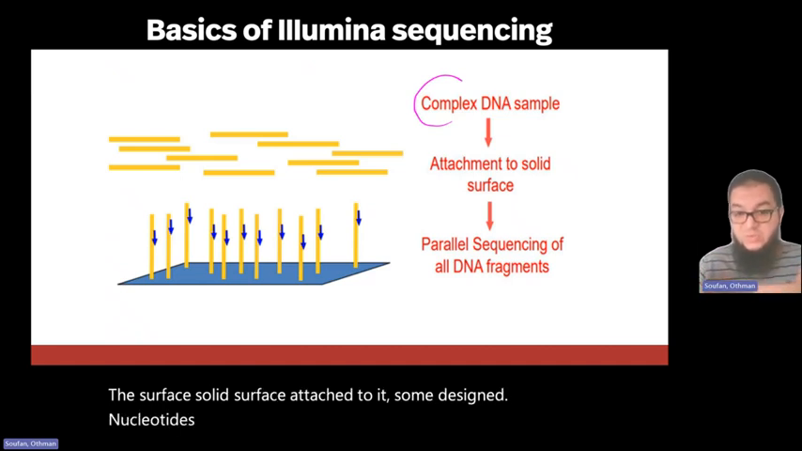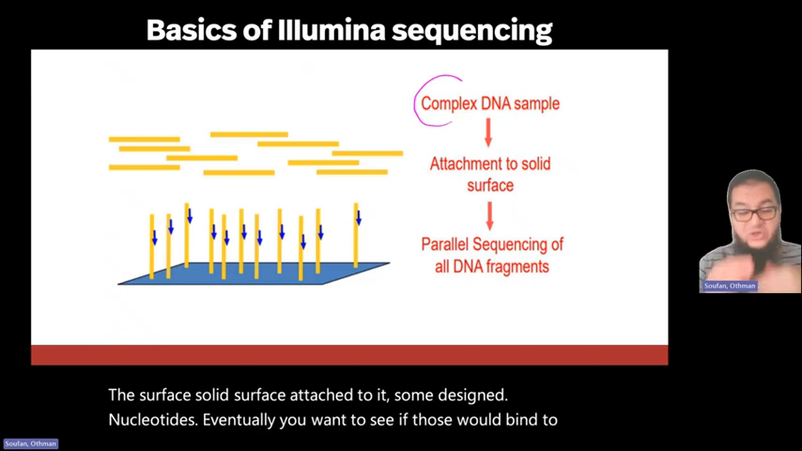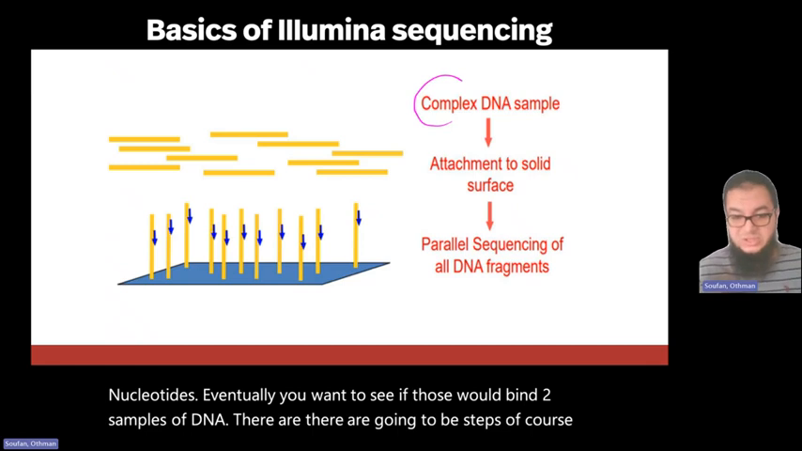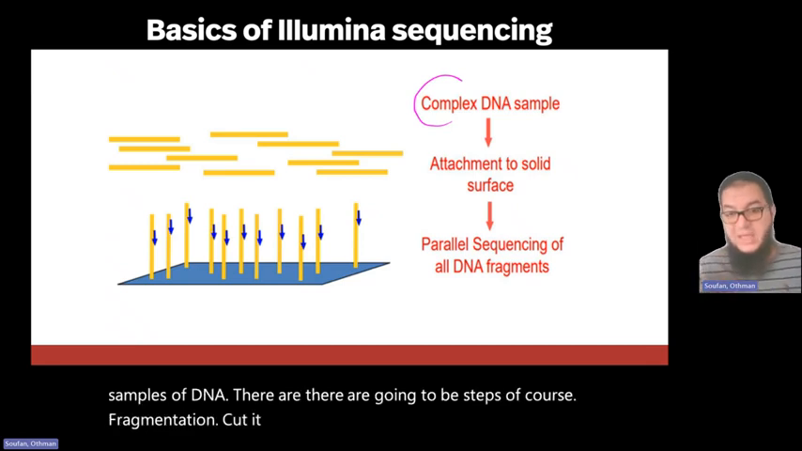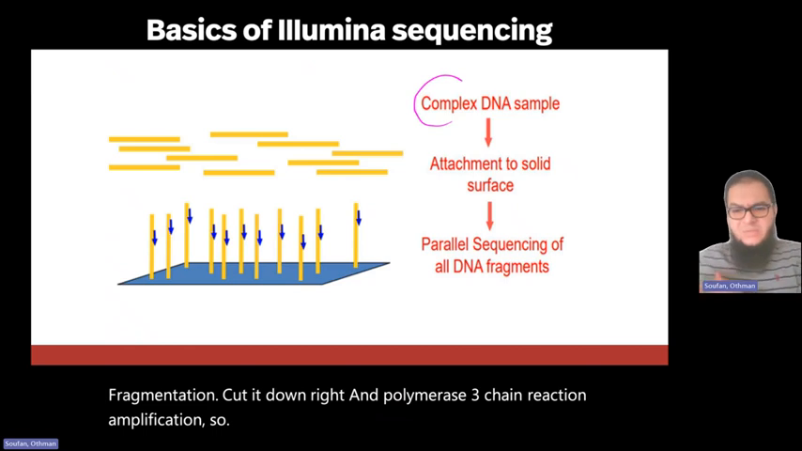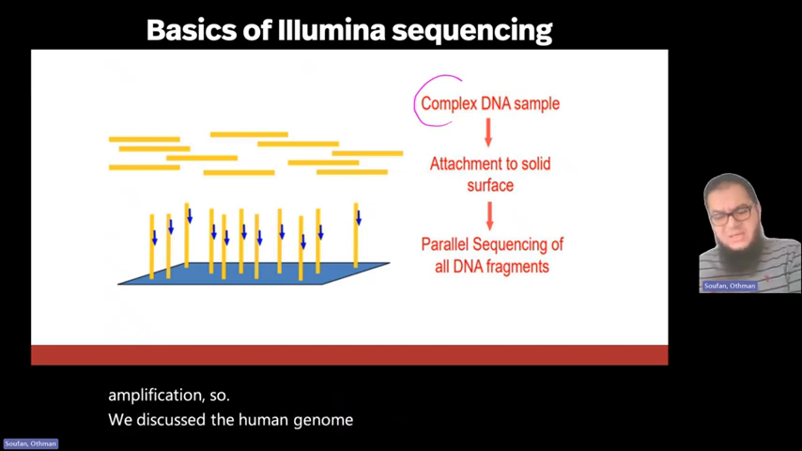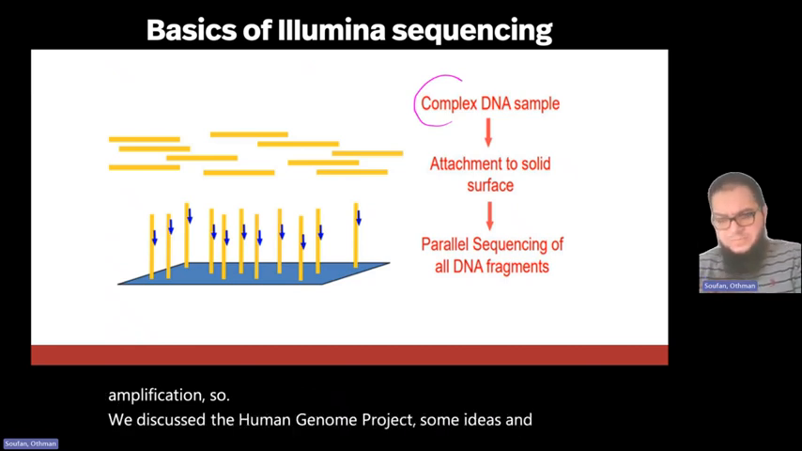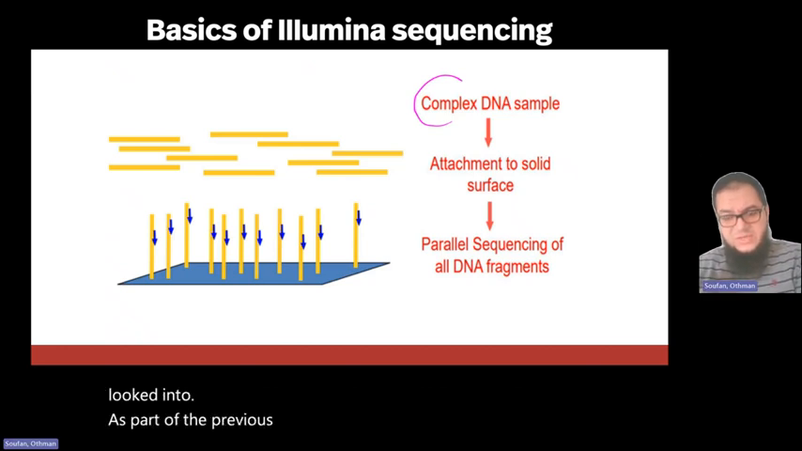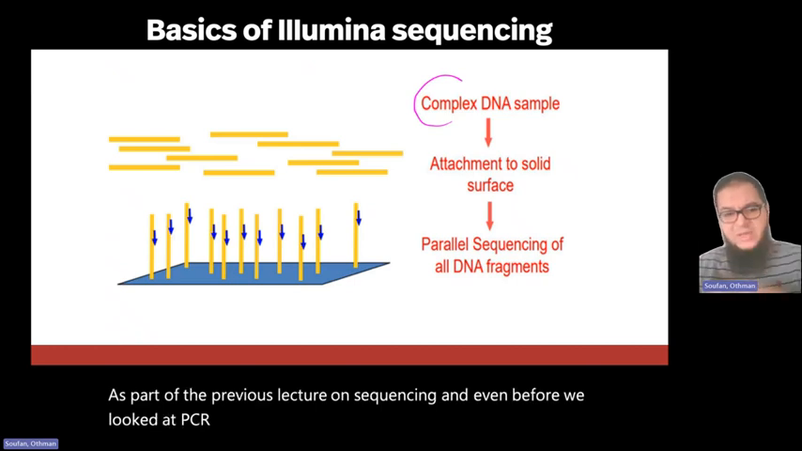Eventually, you want to see if those would bind to samples of DNA. There are going to be steps, of course: fragmentation, cut it down, right, and polymerase chain reaction, amplification. So we discussed in the Human Genome Project some ideas, and we looked into them as part of the previous lecture on sequencing, and even before that we looked at PCR and microarray.